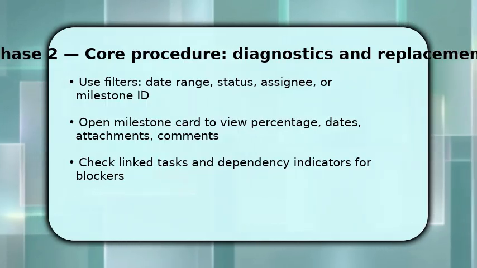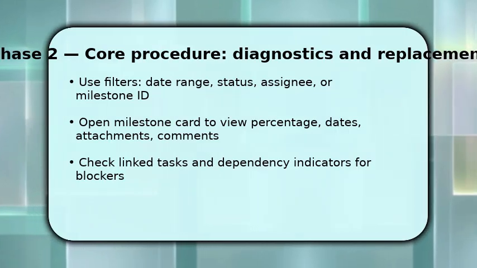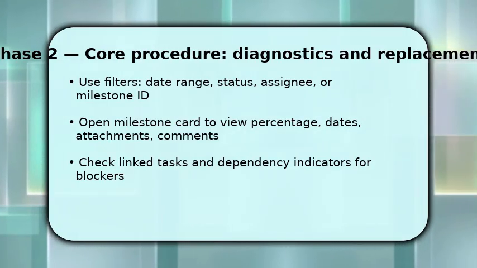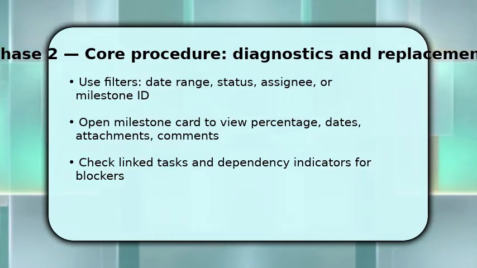Then review linked tasks and dependency flags to catch blockers early. If something looks off, expand history or activity to see who changed what and when, which explains discrepancies.